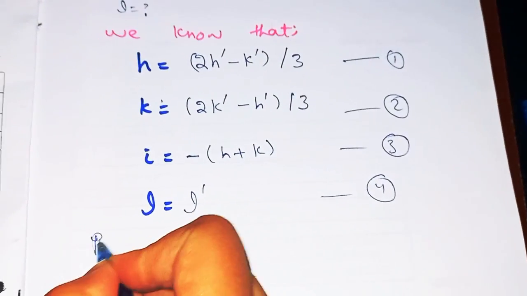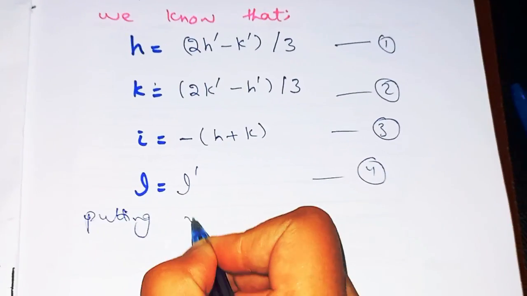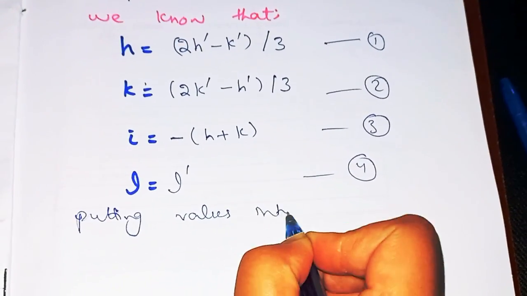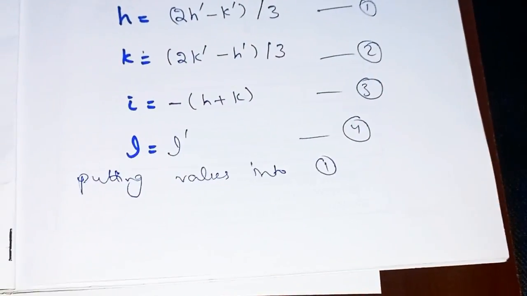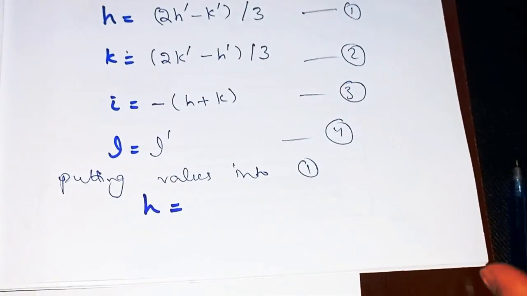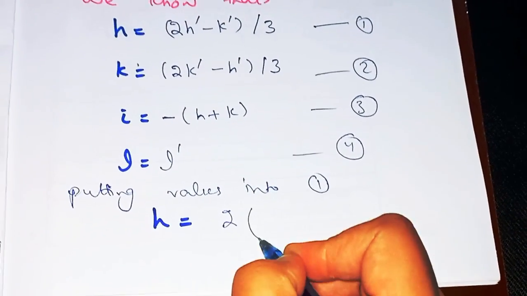Let's calculate h from equation 1. Putting values into equation 1: h equals 2 h prime. What is h prime? It's 2.